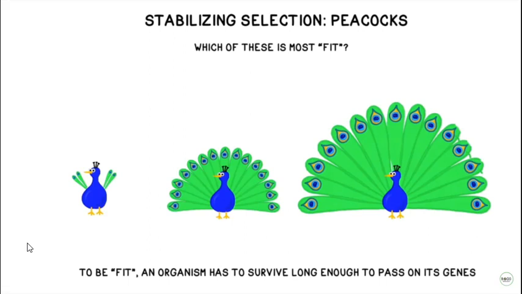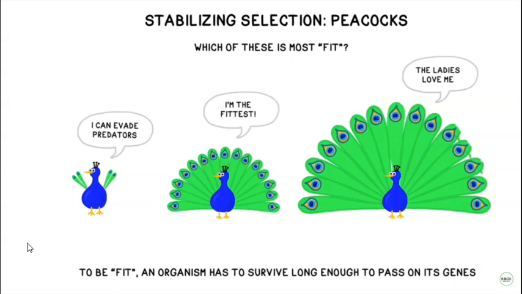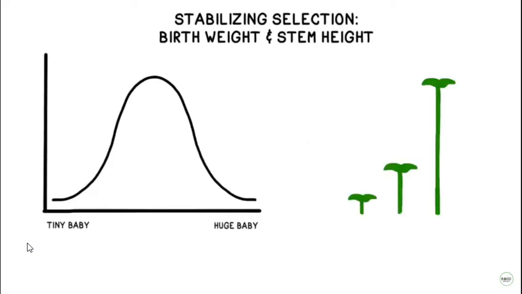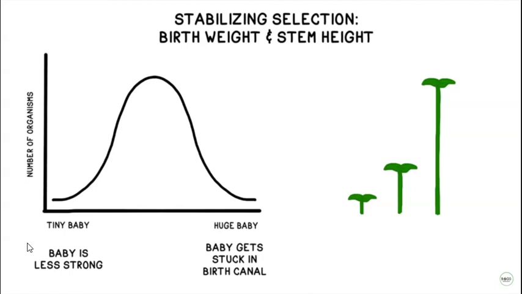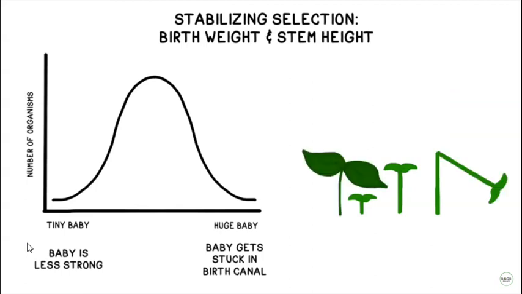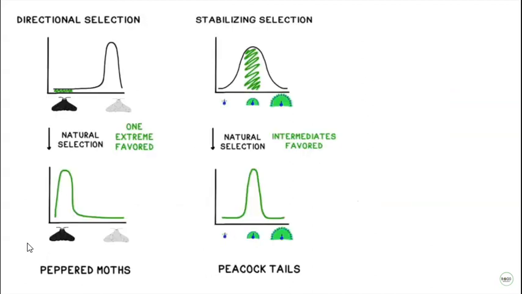Males with exceptionally large tails are much more likely to be eaten before they have a chance to pass on their genes. The best of both worlds is to have a tail that is large enough to attract a mate, but not so large as to prevent you from flying. Male peacocks actually can fold up their tails and fly, but not very far. Other examples of stabilizing selection include birth weight in humans and stem height in plants. In both cases, the intermediate is favored.